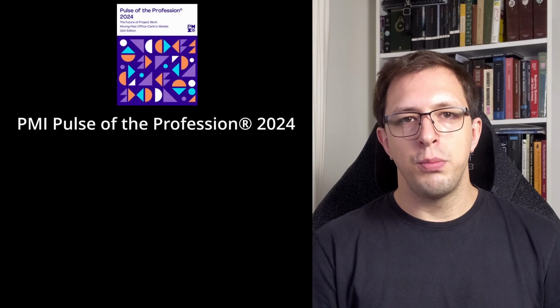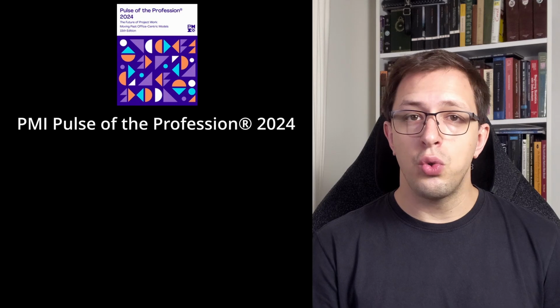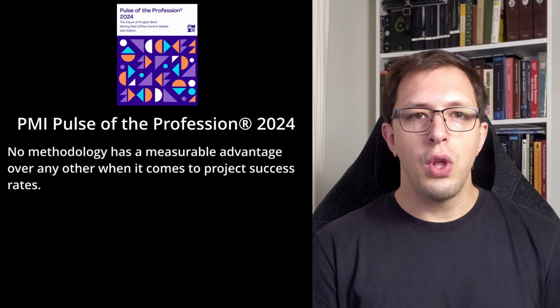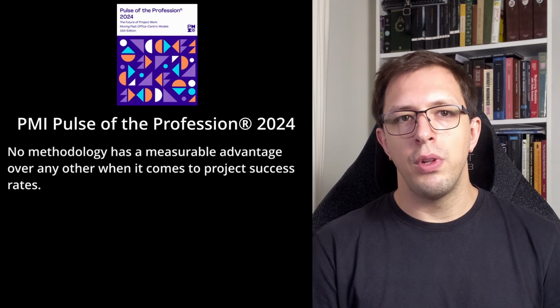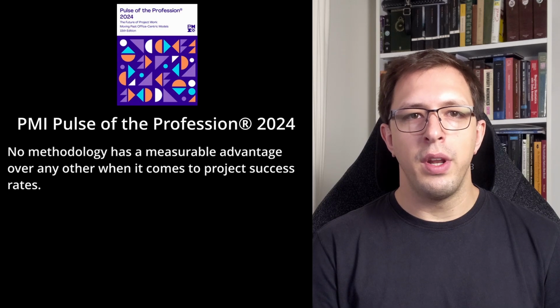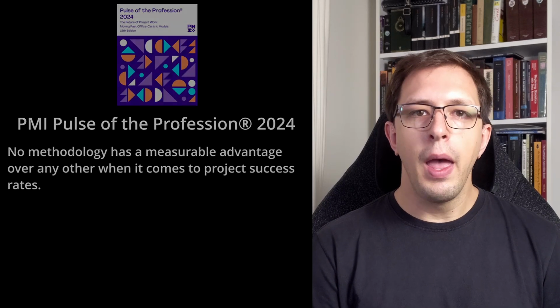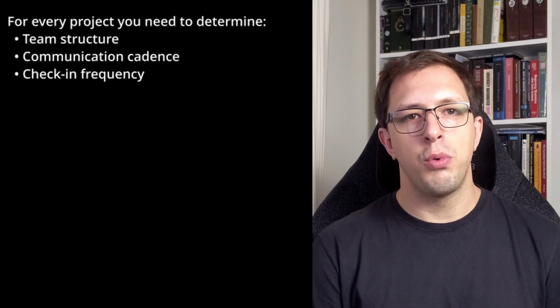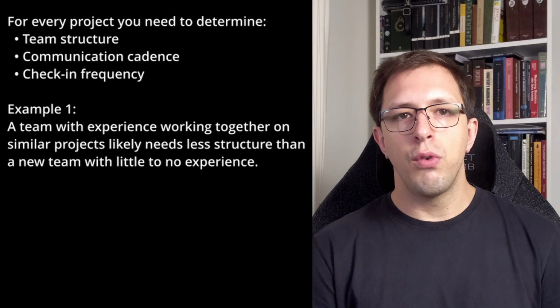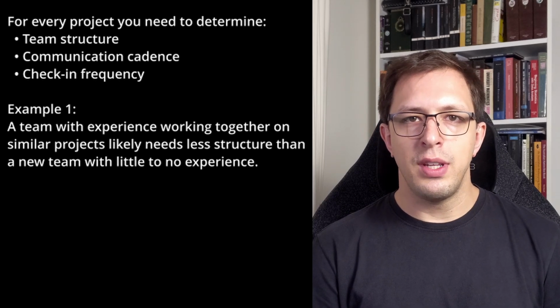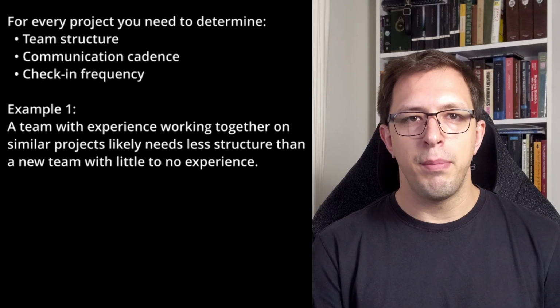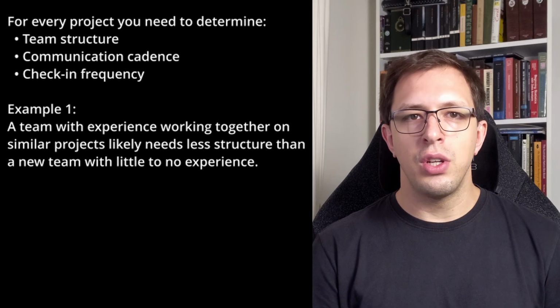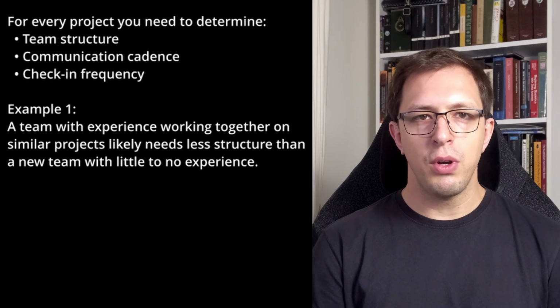Research from the Project Management Institute's Pulse of the Profession 2024 report shows that no methodology has a measurable advantage over any other when it comes to project success rates. Part of managing projects successfully is determining what is needed for a project and the people at hand. For example, an experienced project team that's worked on similar projects in the past likely needs less structure than a new team with no prior experience.